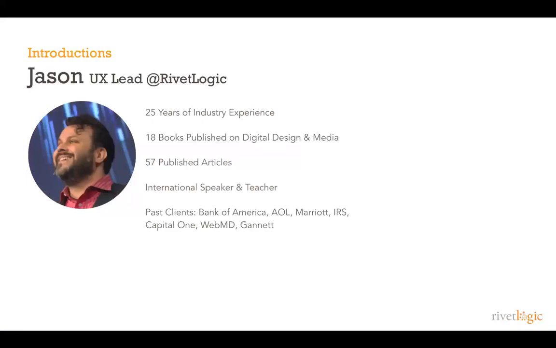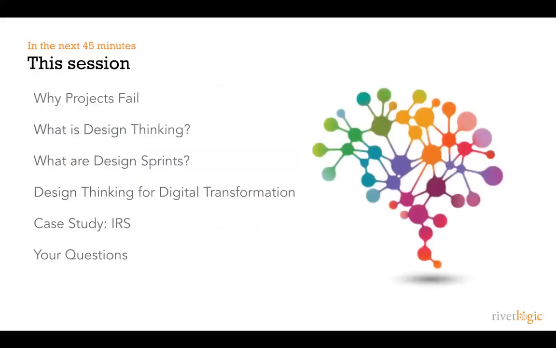In the next 45 minutes, what I want to talk to you about is why projects fail. So let's start with what's not working. Then what design thinking is and how it works with digital transformation. We're also going to be looking at a specific kind of design thinking implementation called design sprints. Then we'll talk about design thinking for digital transformation, and then look at a case study with the IRS where I helped them through a digital transformation of their online payment system. And then finally, we'll end with your questions.